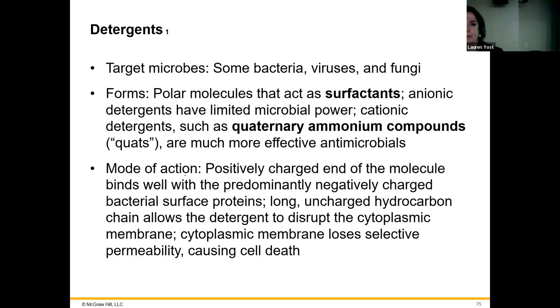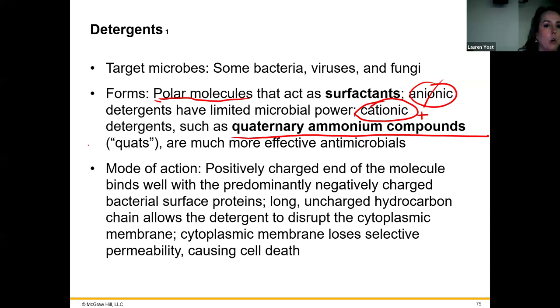Detergents, moving on. Detergents are going to target bacteria, viruses, and fungi, but they are not sterilizing, okay? We have polar molecules that act as surfactants. Anionic are limited, so the ones with negative charge aren't very good. We want the ones with cationic or positive charge, okay? This includes quaternary ammonium compounds, or quats. Ammonium in general is going to have a positive charge to it, just FYI. So if you ever hear about ammonia, then it's going to have that going on.